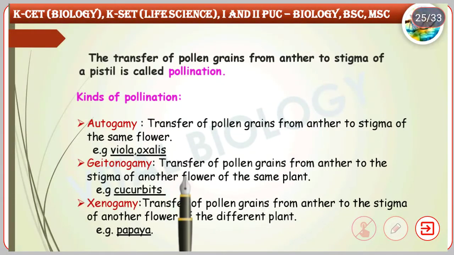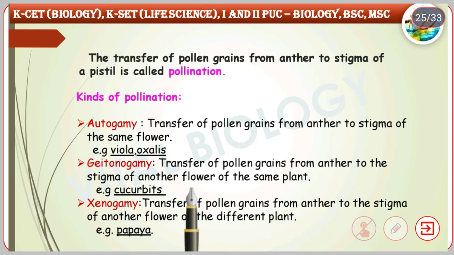Once again, let us see the definition of geitonogamy. Here, the transfer of the pollen grains from the anther to the stigma of another flower of the same plant, but different flowers. An example for that is cucurbits, commonly called the cucumber plant.